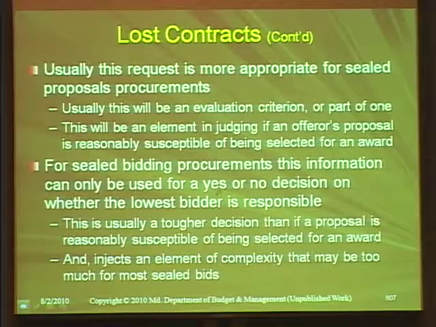Usually this will be an evaluation criterion or part of one. This will be an element in judging if an offeror's proposal is reasonably susceptible of being selected for award. For sealed bidding procurements, this information can only be used for a yes-no decision on whether the lowest bidder is responsible. This is usually a tougher decision than if a proposal is reasonably susceptible of being selected for award and injects an element of complexity that may be too much for most sealed bid procurement.